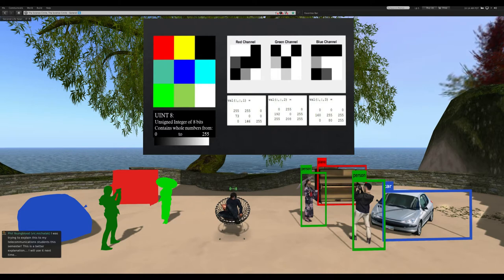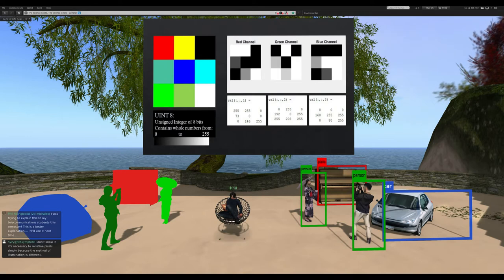And then if you look at the green array, it's 0. In blue, it's 0. If you are looking at white, for example, the bottom right-hand corner, and you look at those channels, all of them are 255. You add that together, you get white.